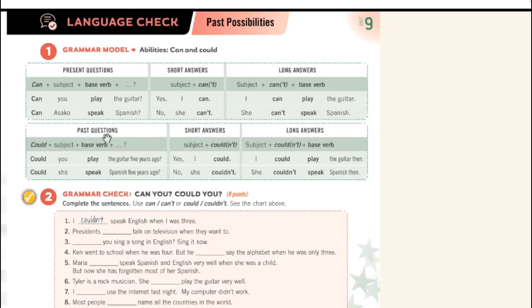Okay, this is past questions. Okay, can 과거형으로 could이에요. could. Okay, could 다른 뜻이 있지만 지금은 그냥 과거형만 포커스 할 거예요. 목표는 지금 그냥 과거형으로. Okay, 그래서 could subject I, you, he, she, they.